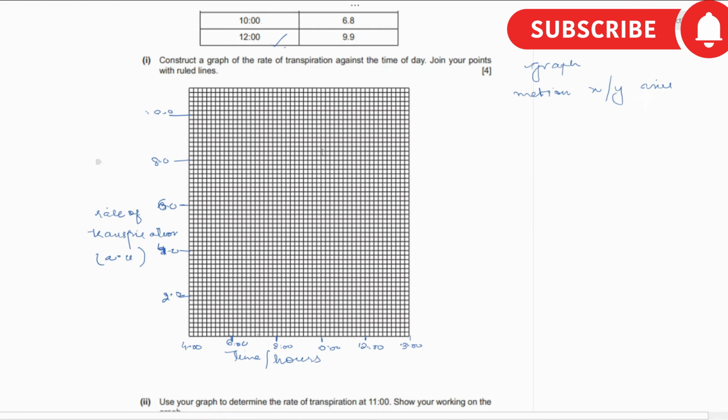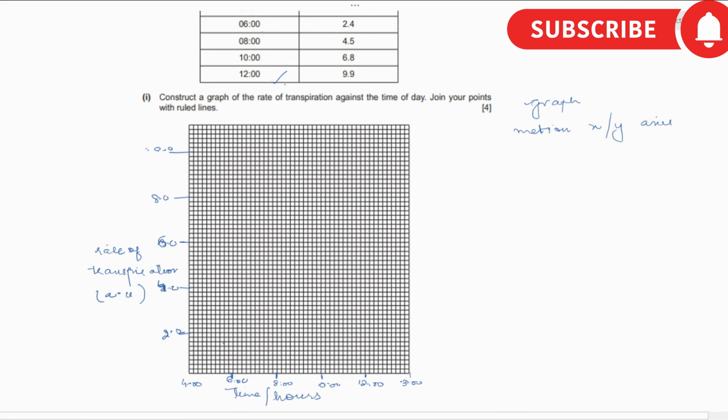The first reading is at 1.1. Let's say here in the middle somewhere here. Okay, keep in mind, put only one dot. Don't make it like this. Just put a dot while making a graph, otherwise your graph would be considered wrong.